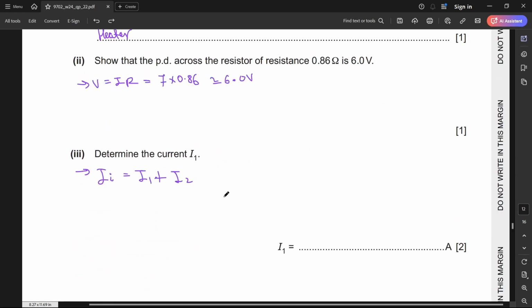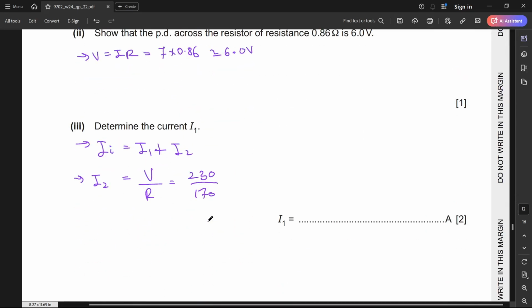So what will be the current? I2 is V by R, that is 230 by 170. I hope the values I've taken are correct. Yes, 230 over 170 comes out to be 1.3529 something. Whatever it is, I'll not convert it into decimals. I1 is equal to the input current, which was 7, minus I2. If I solve this in my calculator, it comes out to be 5.647. So 5.6 amperes will be my answer, 5.647 amperes.